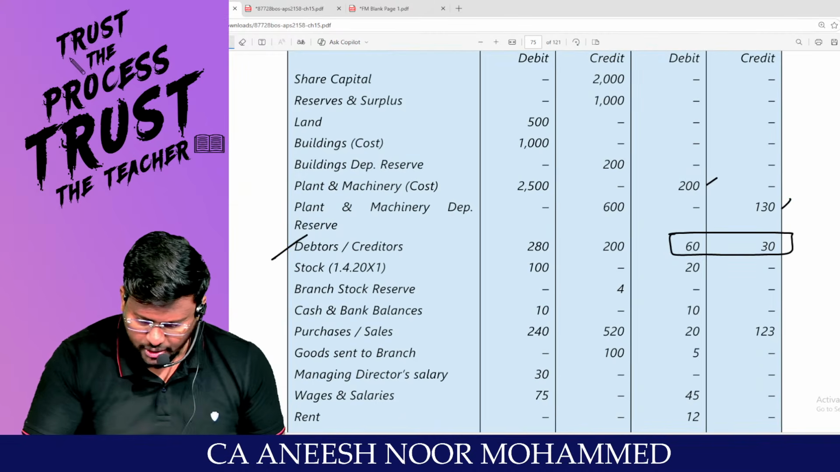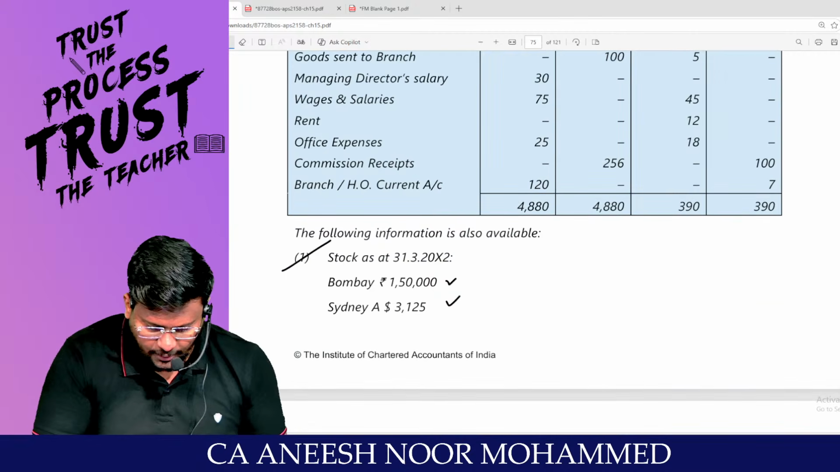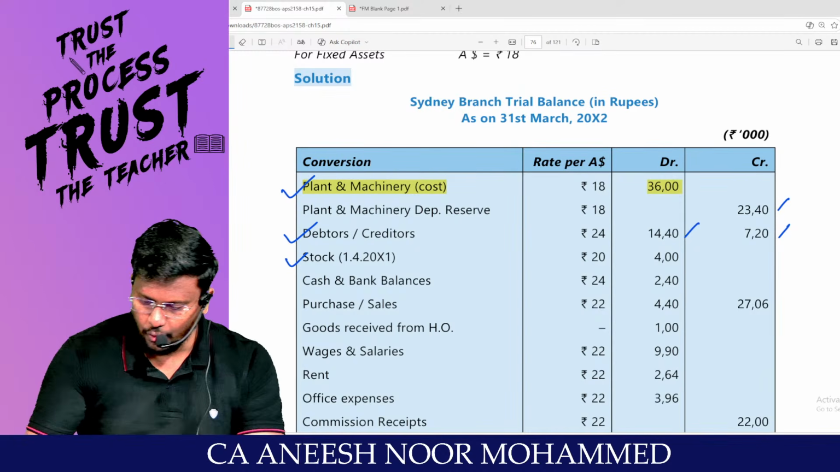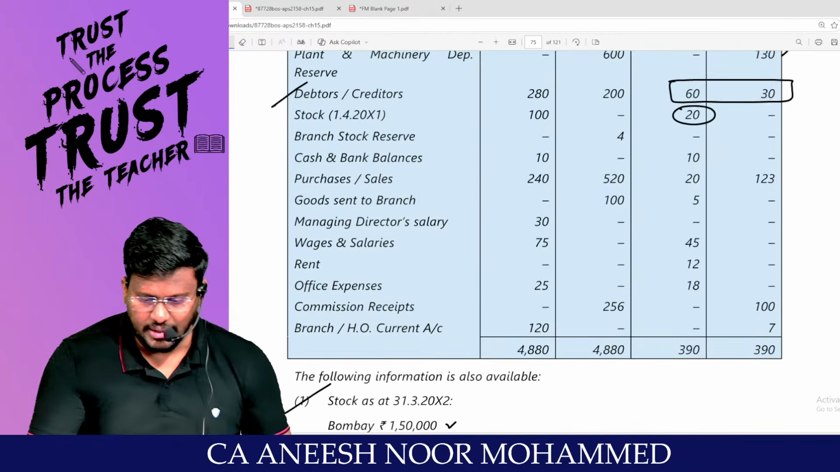Opening stock, opening value. Sir, you have to take the opening stock, 20. What is the opening rate given? Opening rate is 20. So 20 into 20 comes to 400. Now I will be writing only the answer. You have to convert it.